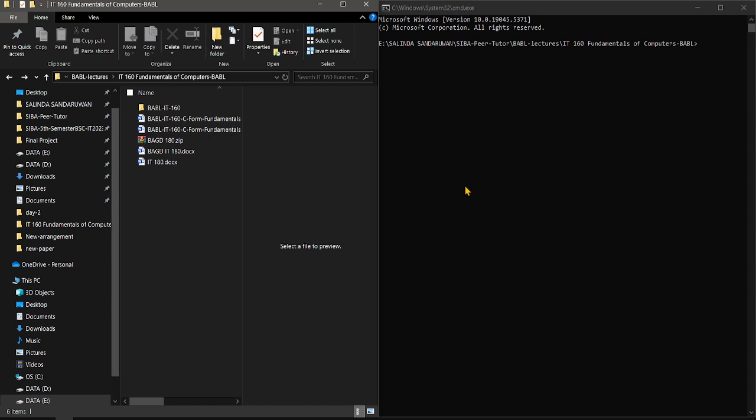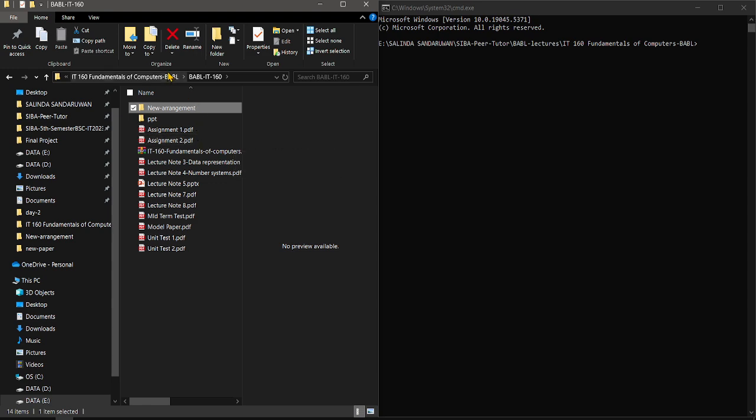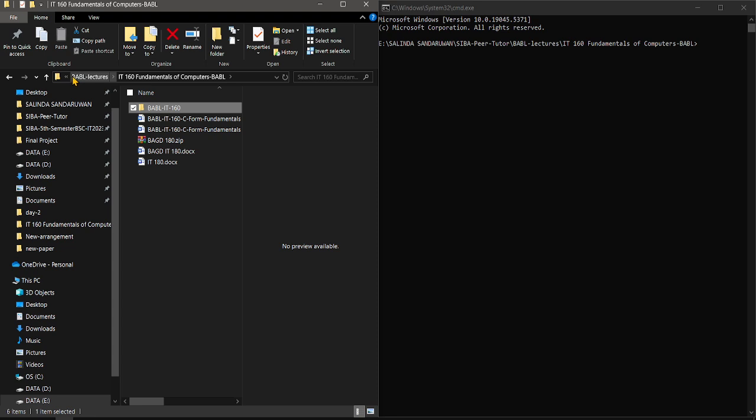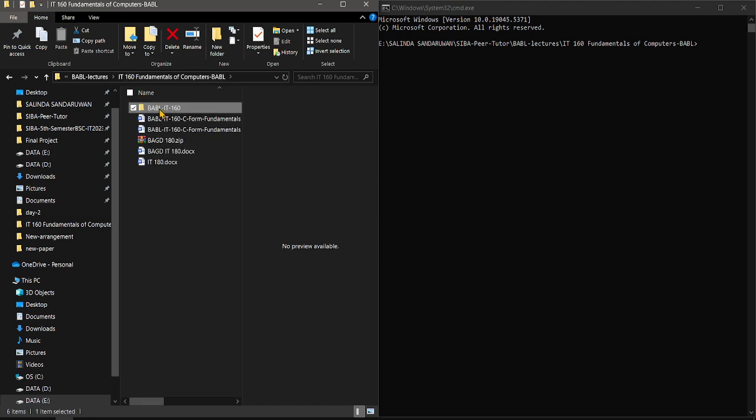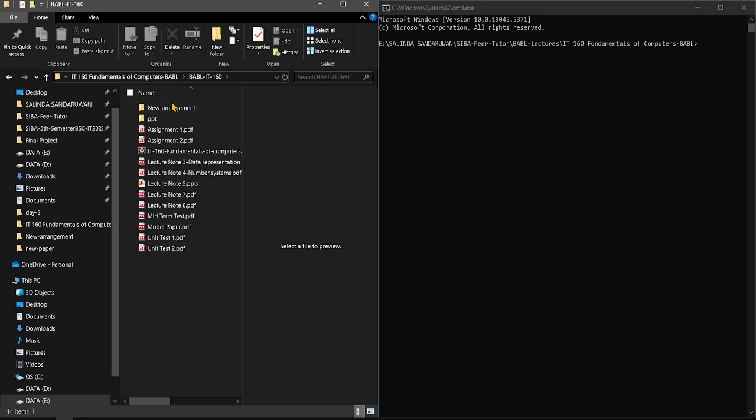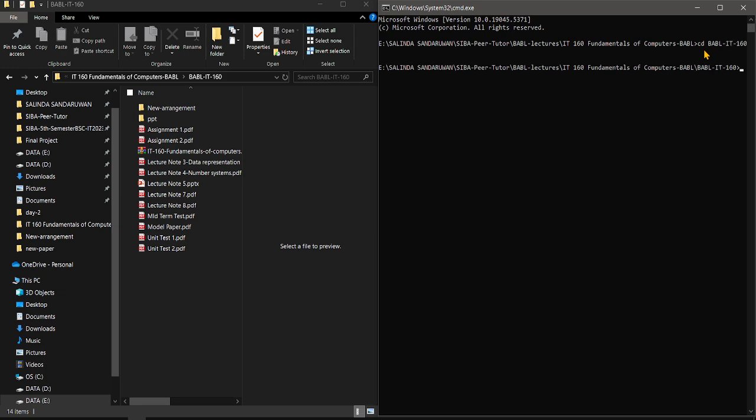So let me show you, right? Here I'm going to go inside this folder called IT160. So I'm inside this folder, BABL IT160, right? So let me go inside here using this one. Let me zoom in, right? So I'm going to type cd, then BABL, right? So now I'm inside this one, BABL IT160.